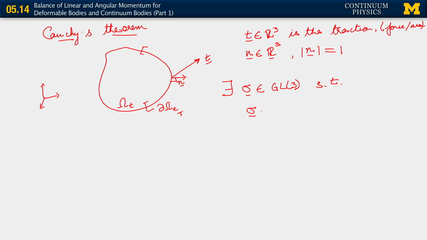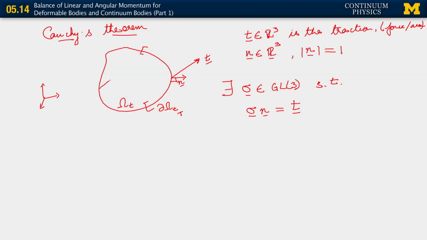Sigma acting on n gives us t. Essentially, in terms of the physics, as you approach the surface of the body from inside the body, when you come to the surface there is an orientation given to us by the normal, and there is a traction vector there, right?